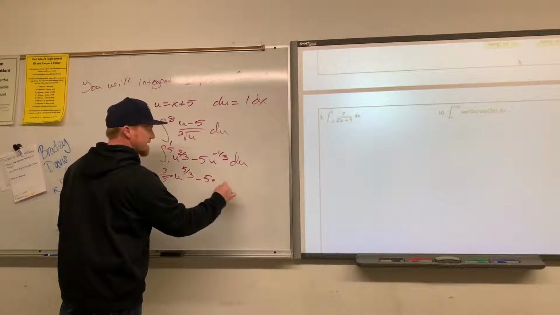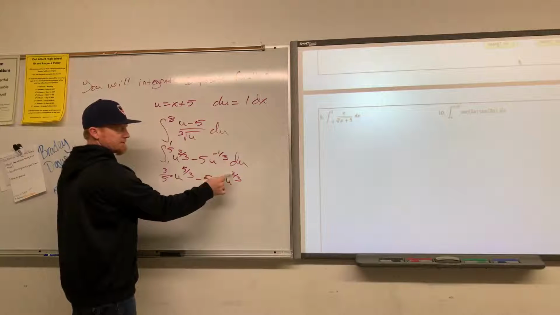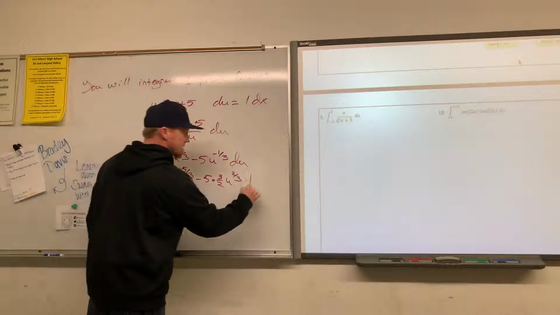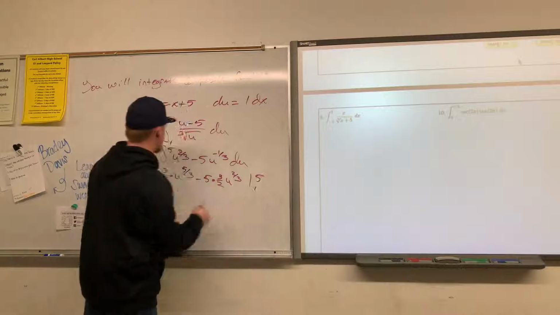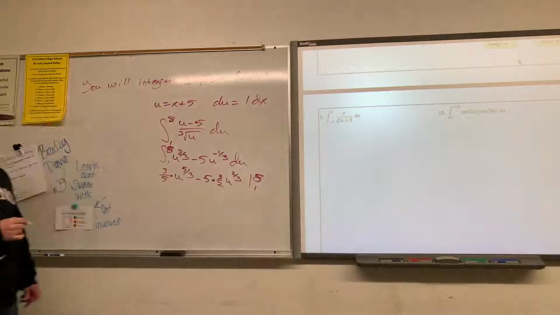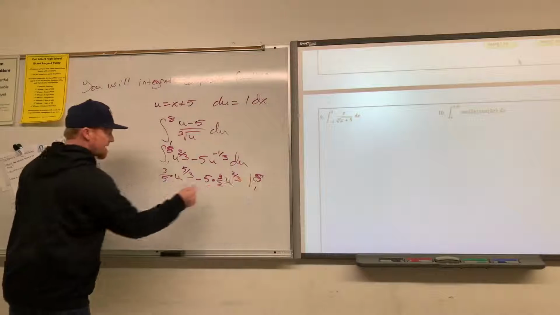Minus 5 times, this makes this 2/3. Again, 3 plus a -1 gives me the 2, which means this is 3/2. We're going from 1 to 8, not 1 to 5. So 1 to 8. So I plug in 8.